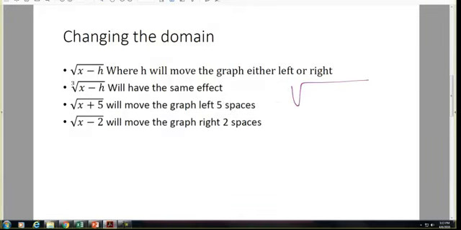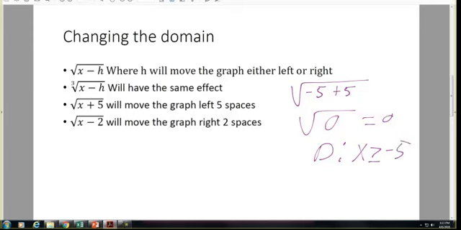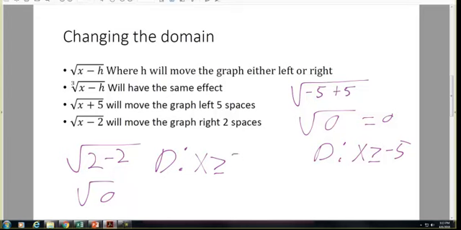So what number can we plug in to get a 0? In this case, this is minus 5. So we have root 0 equals 0. So the domain would be x is greater than or equal to negative 5. For the minus 2, we'll have the same effect. It'll move to the right 2, and so 2 minus 2 will be 0, and that will give me the domain x is greater than or equal to 2.